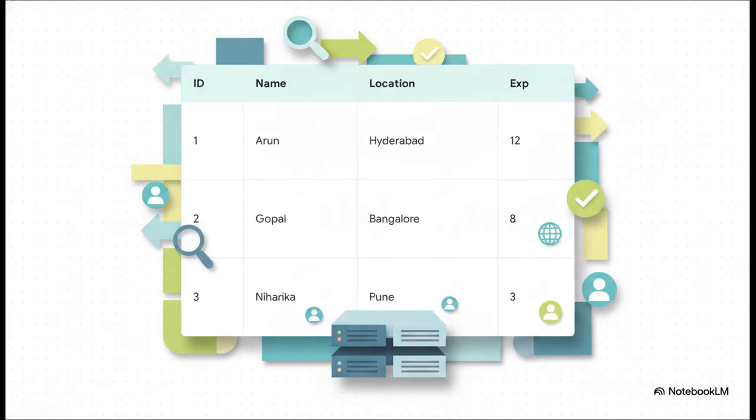Let's break down a concrete example of this table structure. We have a simple employee table here. Notice how the related data is perfectly, cleanly organized. We've got columns for employee ID, name, location, and experience. Each row represents one complete record. For instance, row 2 is Gopal. He's from Bangalore, and he has 8 years of experience. This exact relational grid is precisely what we are verifying when we do database testing.